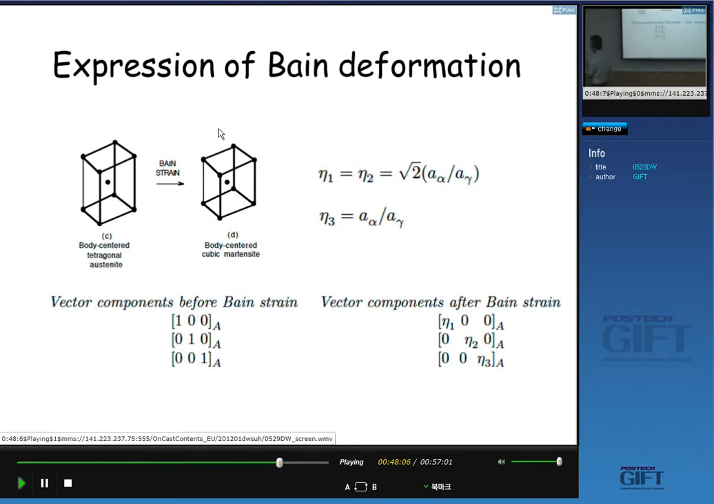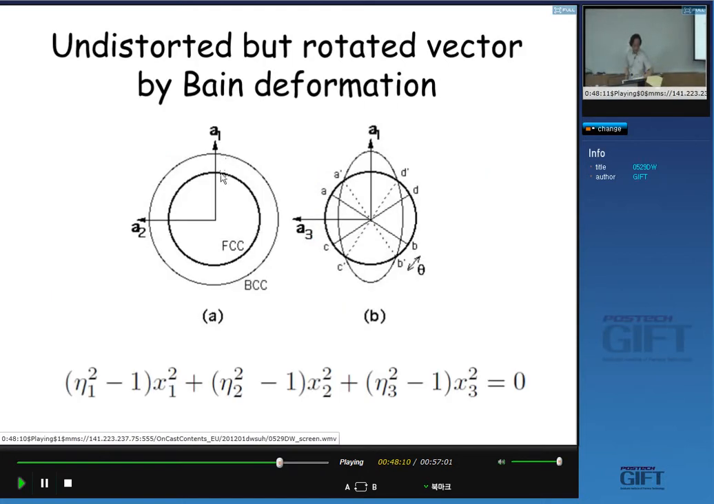Then finally, I'd like to say something about the undistorted but rotated vector in Bain deformation. As I told you, the Bain deformation itself is not an invariant line or invariant plane strain, right? But when we consider the combination of the Bain deformation and rigid body rotation, then you can find one invariant line, which means that there is one vector.